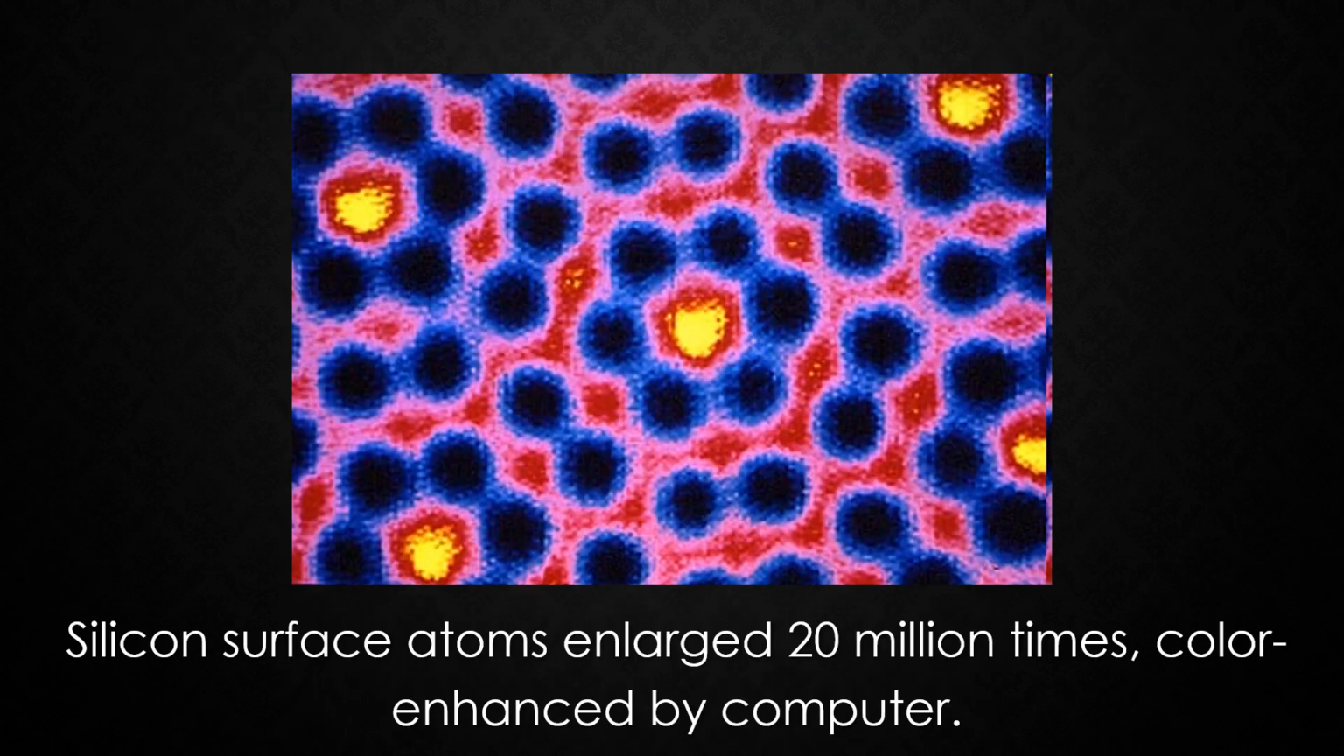This image shows the silicon surface atoms, enlarged 20 million times, color enhanced by the computer. This is the world's first image of the individual surface atom, and the bonds that hold them in place. It was produced by a research technique developed by IBM, scanning tunneling microscopy.